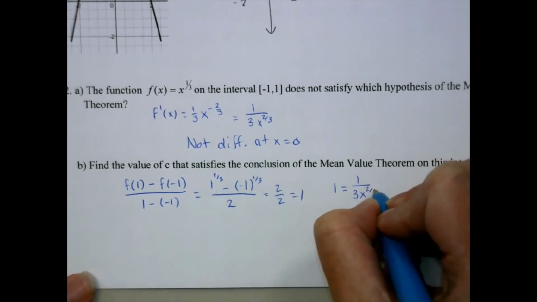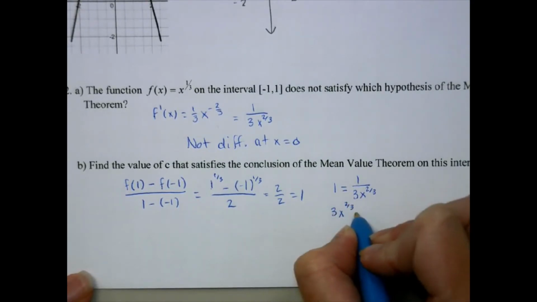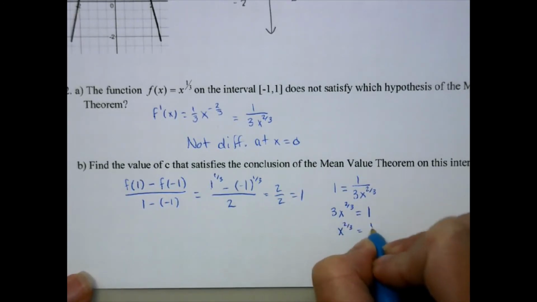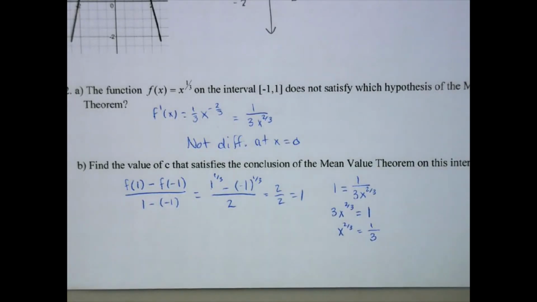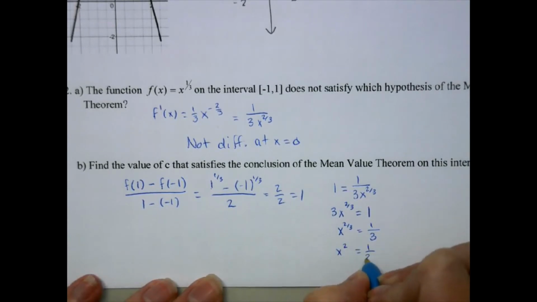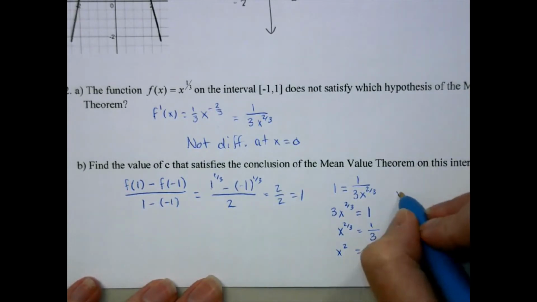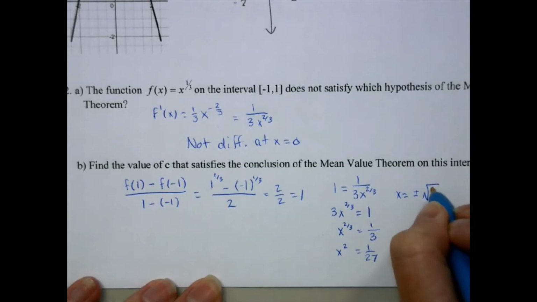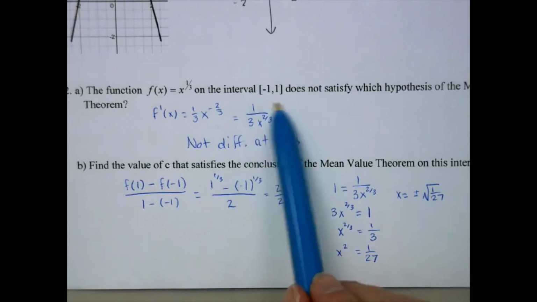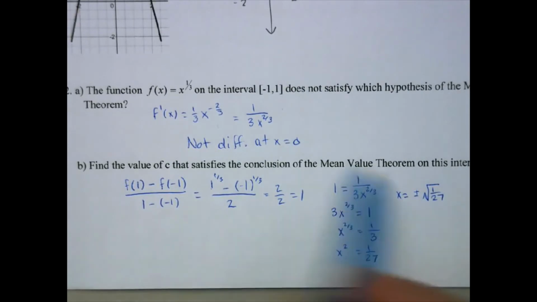Okay, so if this is true, then 3x to the 2/3 needs to equal 1, which means x to the 2/3 equals 1/3. I'm going to cube both sides of this, so x squared equals 1 over 27. Which means x is going to be plus or minus the square root of 1 over 27. So there's actually 2 answers. You do want to check that they're in the open interval. If we'd gotten like 1 or -1 as the answer here, that wouldn't satisfy it. But those 2 do.